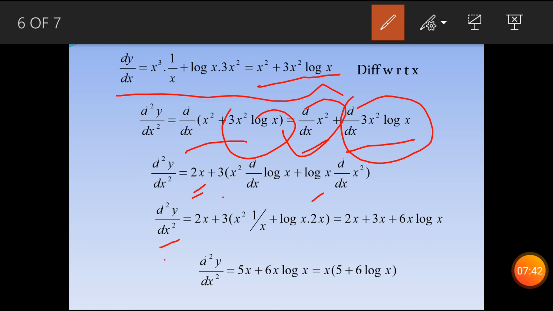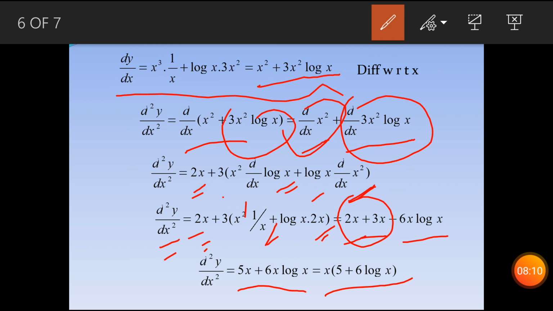Now d2y upon dx2 equals 2x plus this: d over dx of log x is 1 upon x, and log x times d over dx of x square, 2x. One of the x will be cancelled here, so this will give you 2x plus 3x, and this 3 will be multiplied with this 2, so this will give you 6x log x. Now both will be added, so this will give you 5x plus 6x log x. Take x common, then the final answer will be x times (5 plus 6 log x).